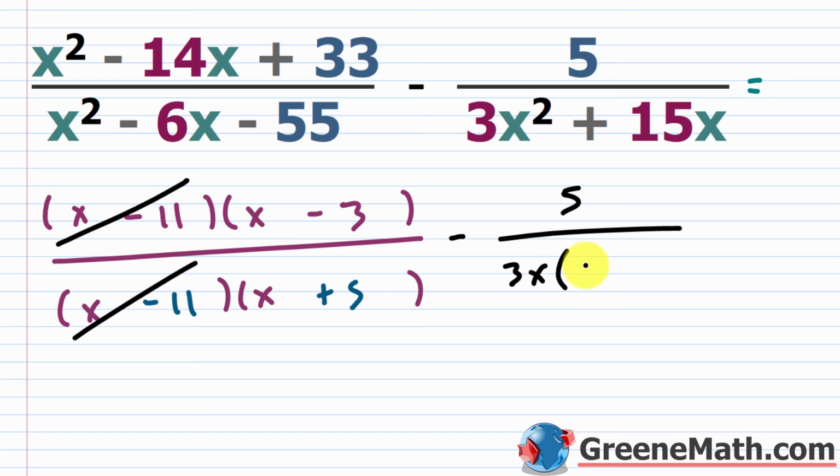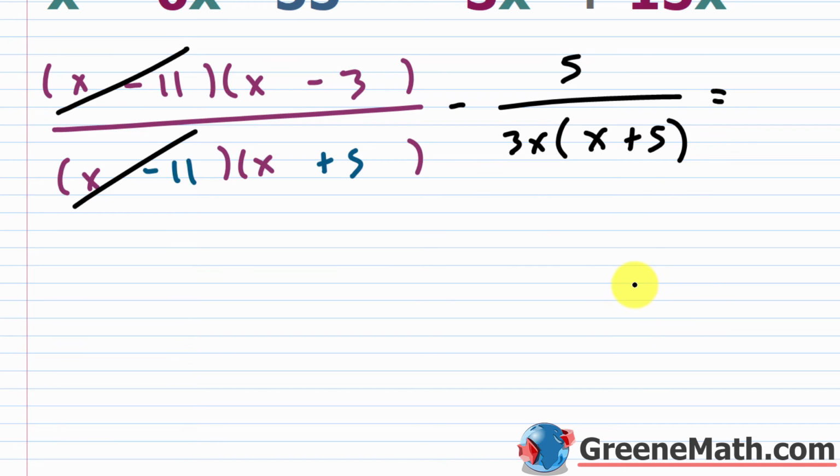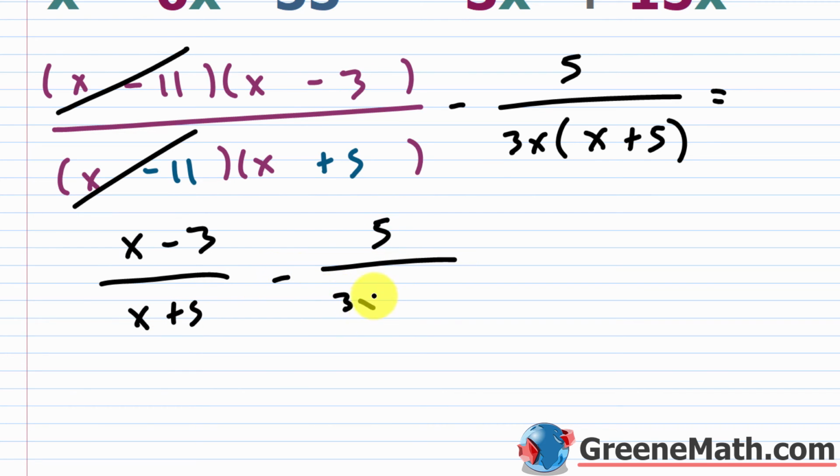And then inside I'm going to have what? X plus 5. So let me come down here a little bit. And let's think about our LCD. This is canceled. Let me actually rewrite this. So x minus 3 over x plus 5 like this. And then minus, you have 5 over 3x times the quantity x plus 5.